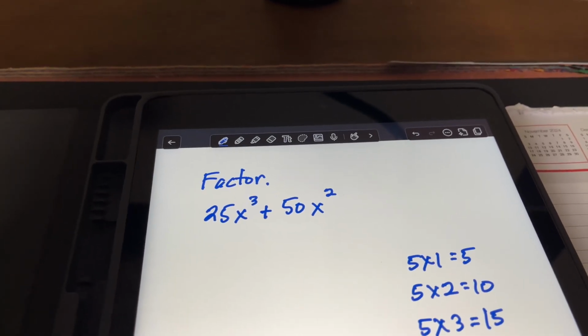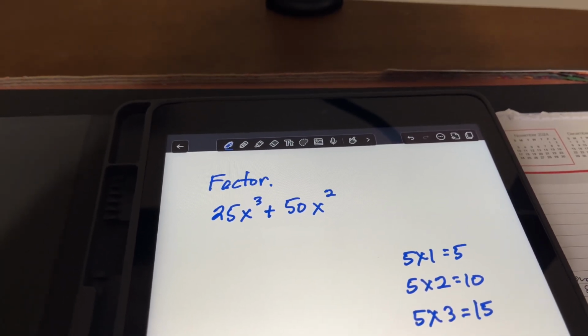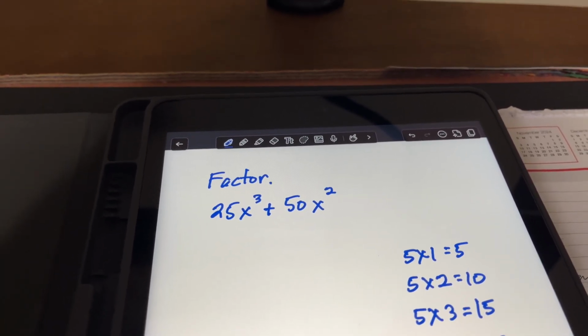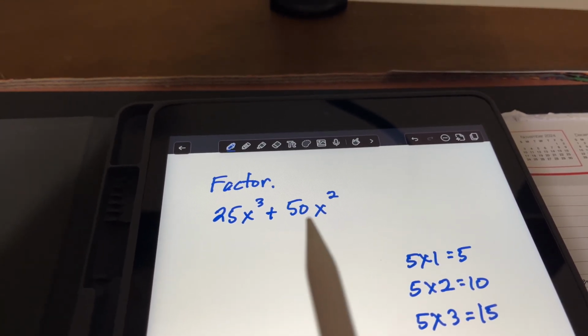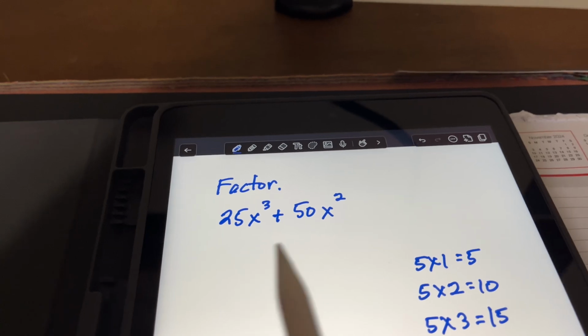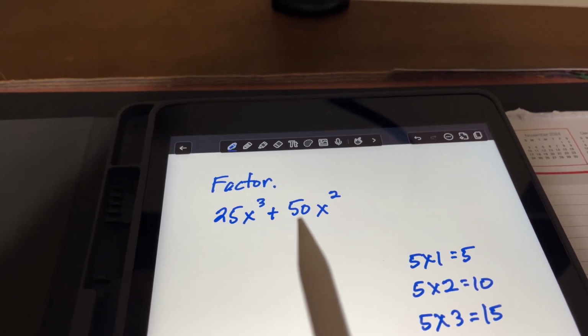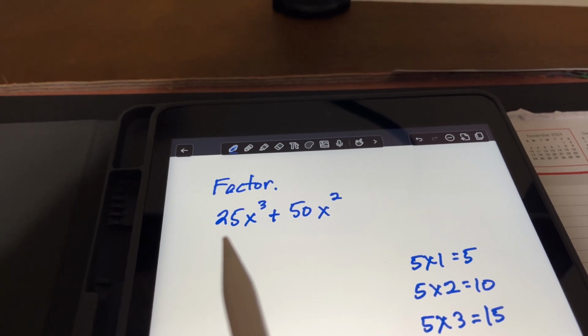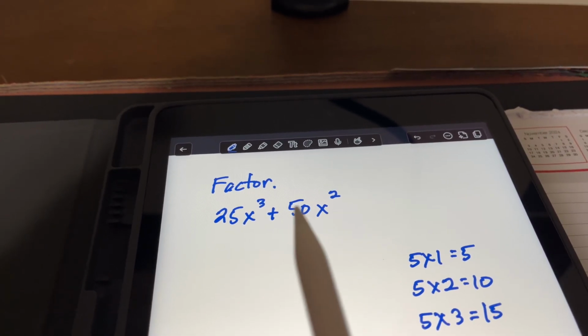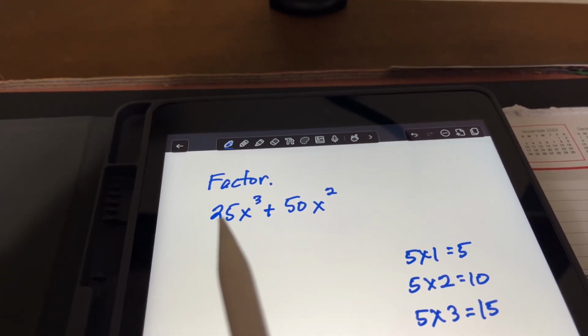Right, let's factor this. The first method of factoring is called the greatest common factor. What we want is the greatest number that goes into 25 and 50. A lot of times when you ask that question, people will say 50, but the problem with that is that 50 doesn't go into 25. So the biggest number that goes into 25 and 50 is going to be 25.